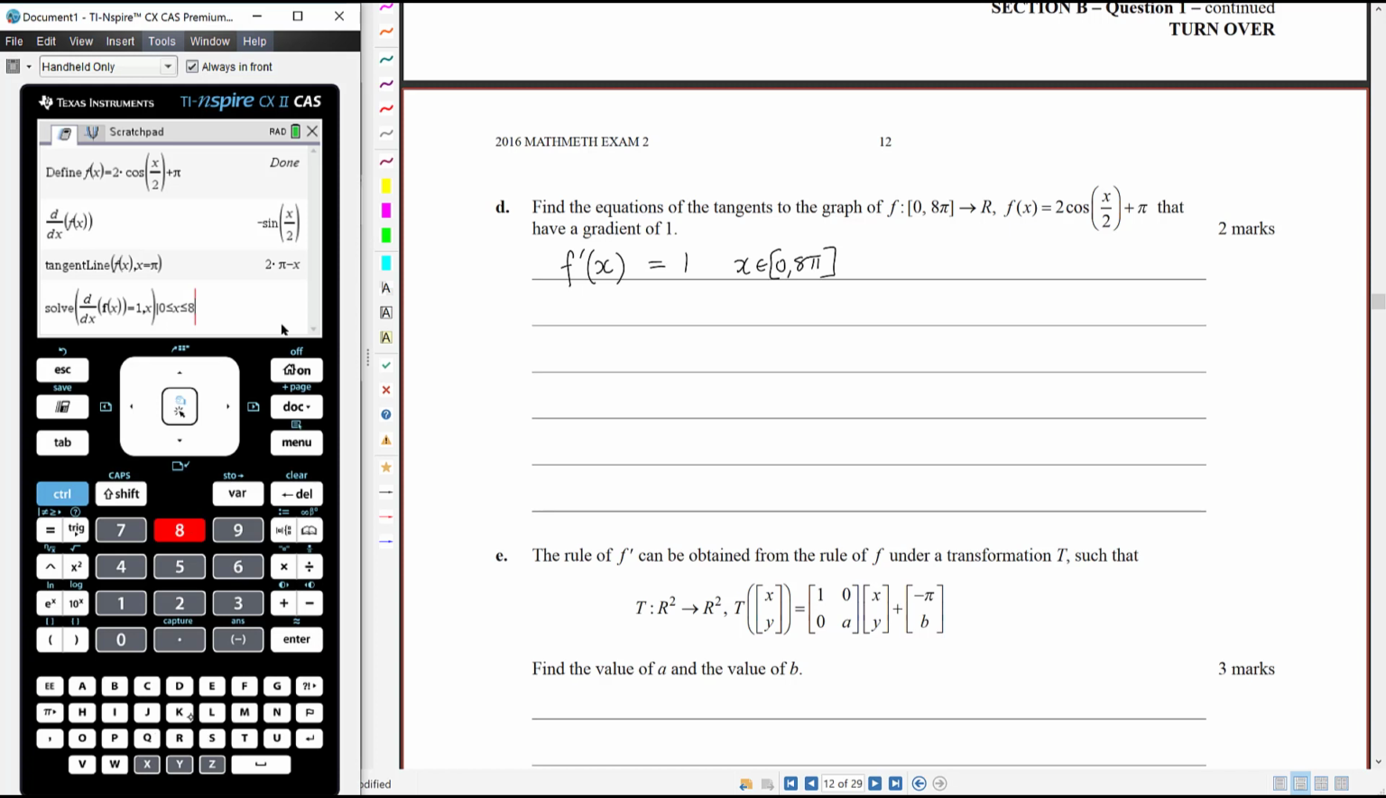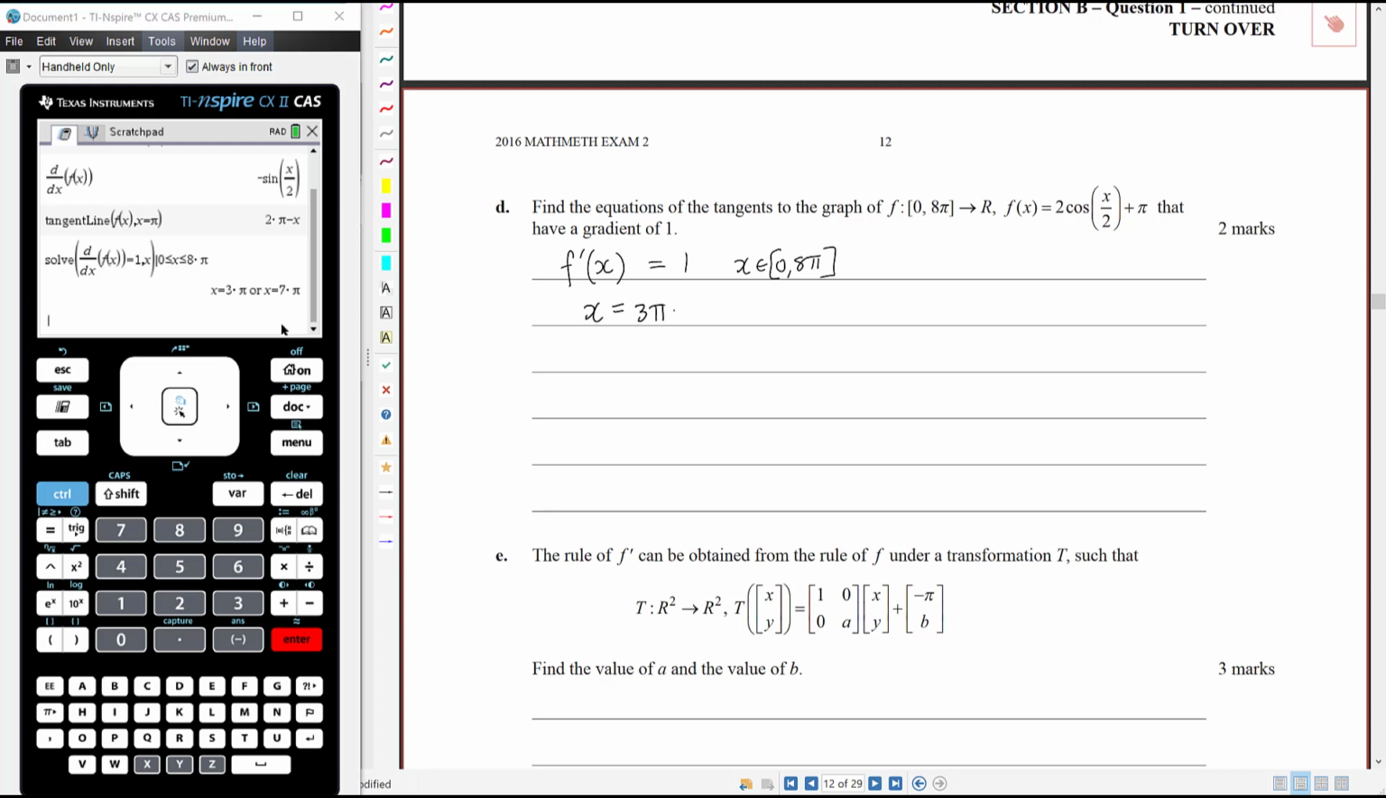8 pi. Some people prefer to define their functions with the domain, but I find that creates a lot of problems in lots of calculations. So I never define the function with the domain, I just add it in where I need it. And so this is when x equals 3 pi or 7 pi.